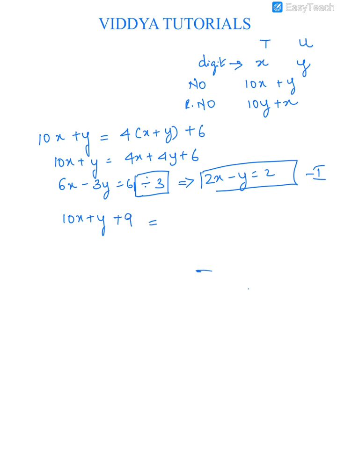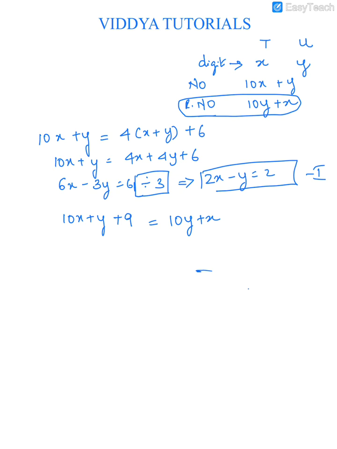And then what happens? If the number is increased by 9 on reversing the digits. Reversing the digits means we are talking about the reversed number, so it will become 10y plus x. Let's again understand the framing. The number is increased by 9 on reversing the digits, which means 10y plus x.